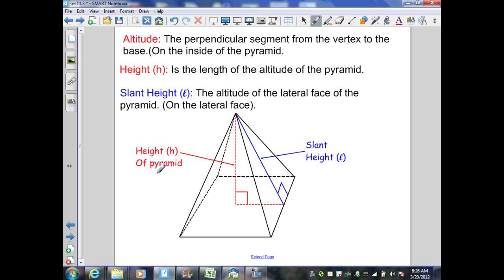The height of the pyramid, which we call h, is a segment from the vertex that is perpendicular to the base, and that is the height of the entire pyramid. The height of each lateral face is known as the slant height, or labeled L. It is a segment from the vertex that is perpendicular to the base edge of that lateral face.